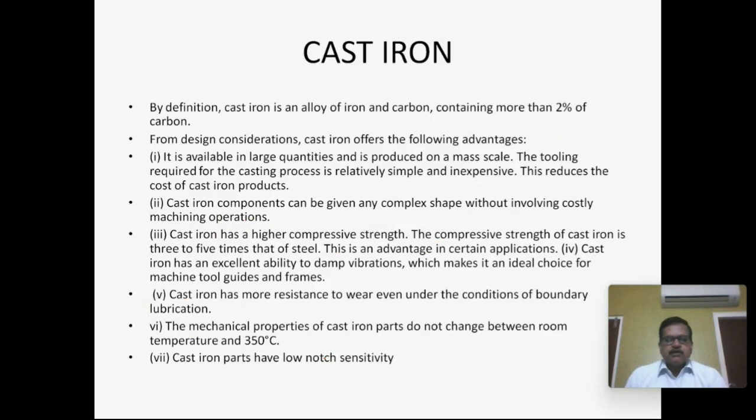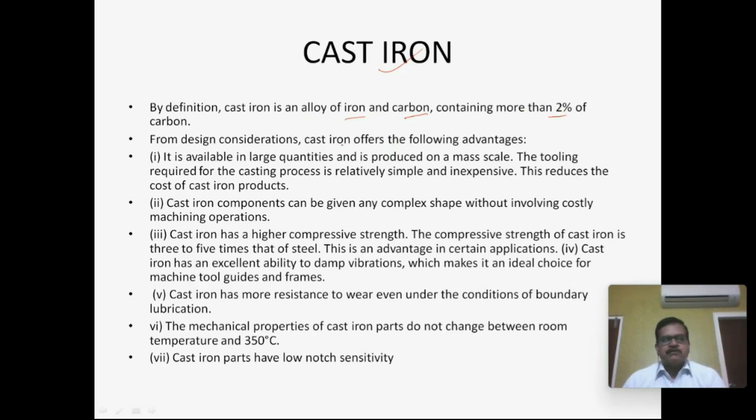So let us look at the various most commonly used engineering materials. The first one is cast iron. Cast iron is an alloy of iron and carbon containing more than 2% of carbon. If the carbon percentage is more than 2, between 2 and 4%, it is cast iron.